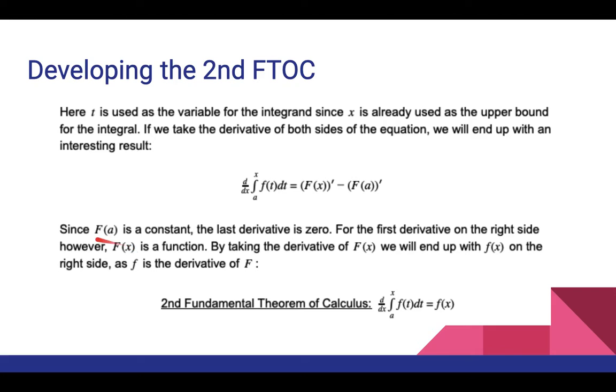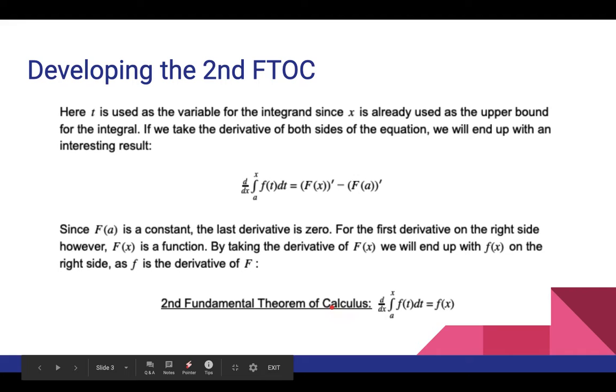The thing to note here is that since F of a is a constant, this last derivative is going to be 0. The first derivative on the right-hand side, however, uppercase F of x is a function since x is a variable. So right here we're taking the derivative of the antiderivative uppercase F of x. As a result, we end up with our original function f on the right-hand side, as lowercase f is the derivative of uppercase F. So we're going to end up with just lowercase f on the right-hand side.